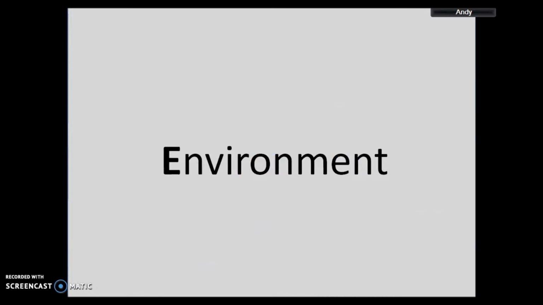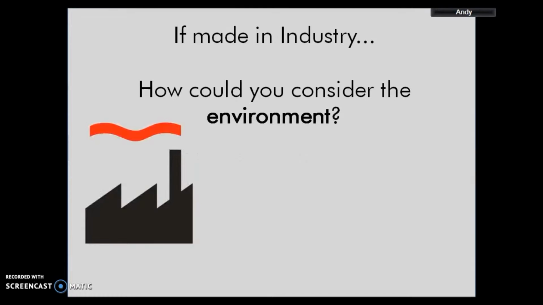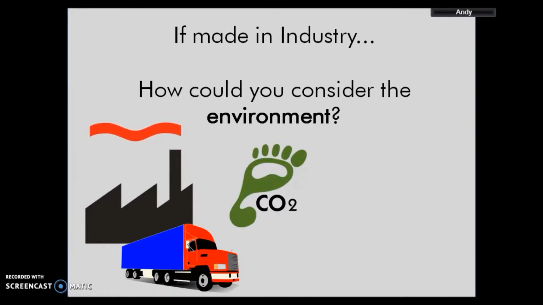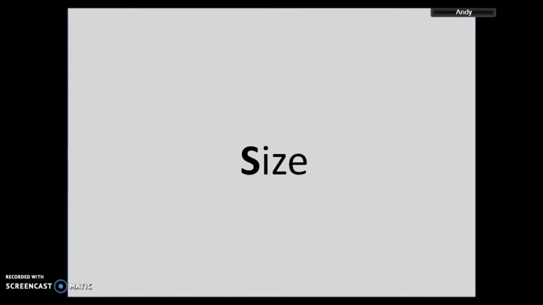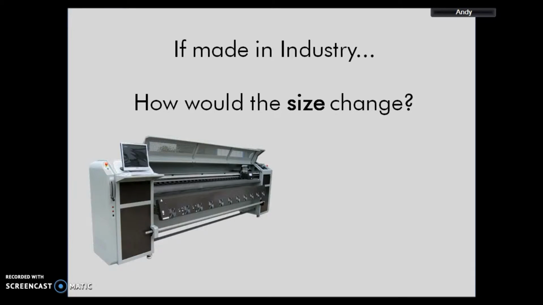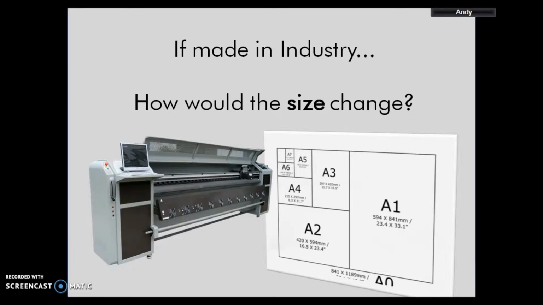Also, the environmental impact of your product could change. For example, if mass produced, your product is likely to have a bigger carbon footprint due to transportation and manufacture. Therefore, you might want to consider how your products could be more sustainable using the 6 R's. The size of your product could be much bigger now that you're no longer restricted by the size of the printer in school. In industry, there are wide format printers that allow you to go all the way up to A0 in paper or card.